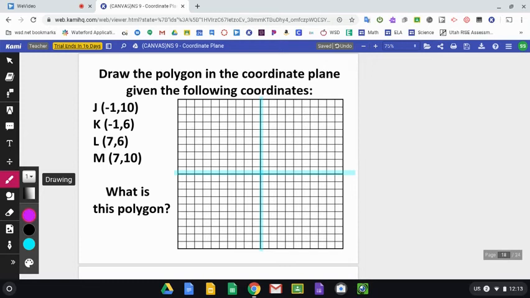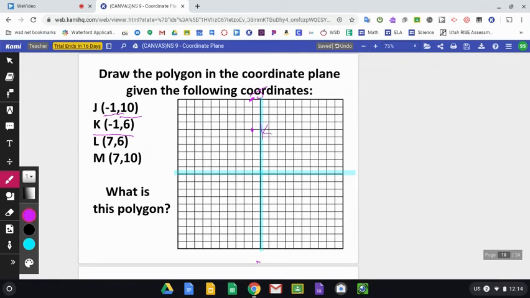Welcome back. Point J would be about right here. That's J. Point K, oh, just kidding. Come on, Mrs. Smith. All right, point J, -1, left, up 10. So point J is actually up here. Good catch. Point K, -1, up 6.